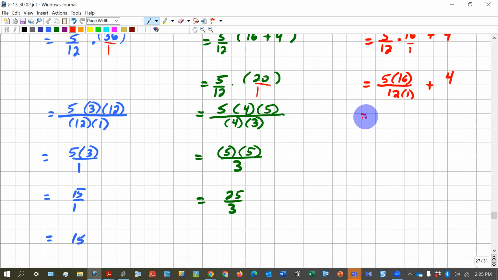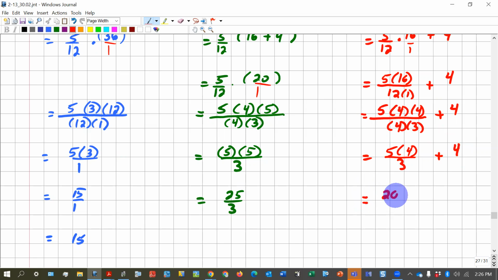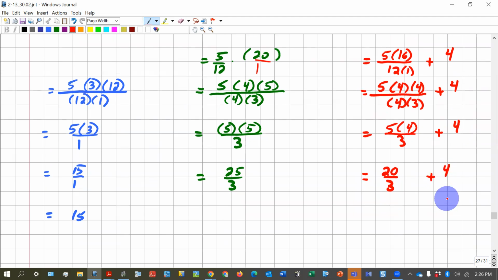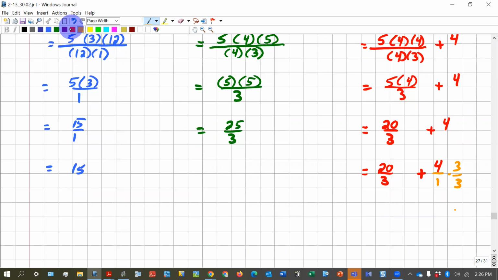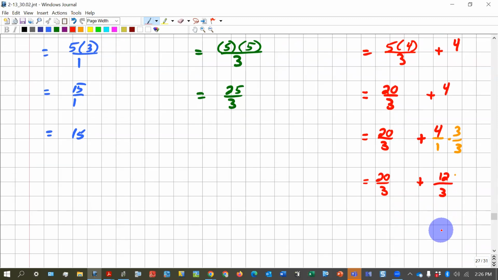And for the problem in red, 4 is a common factor again. So we end up with 5 times 4 over 3 plus the 4. So we get 20/3 plus 4, which in order to add, we need like terms. We need a common denominator. Four is the same thing as 12/3. We add these together, we've got 32/3. 3 is prime. 3 is not a factor of 32, and so we're done.